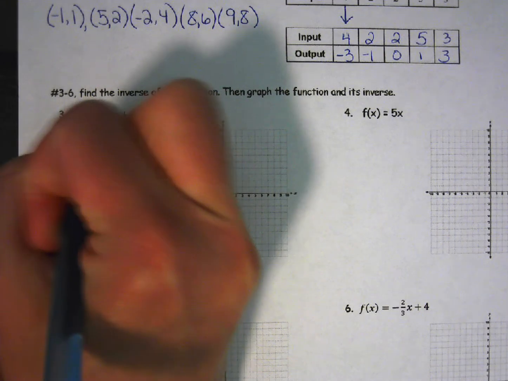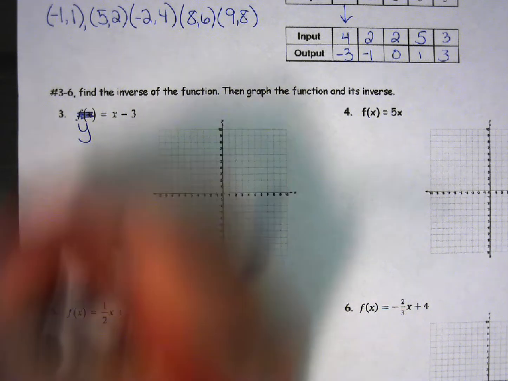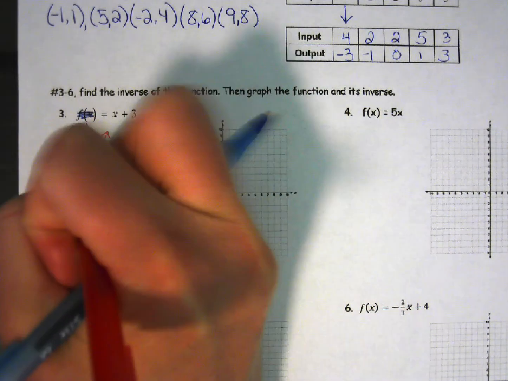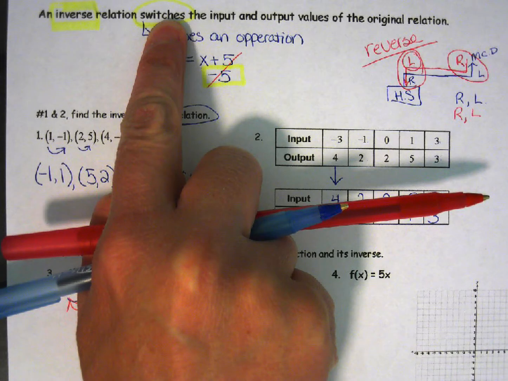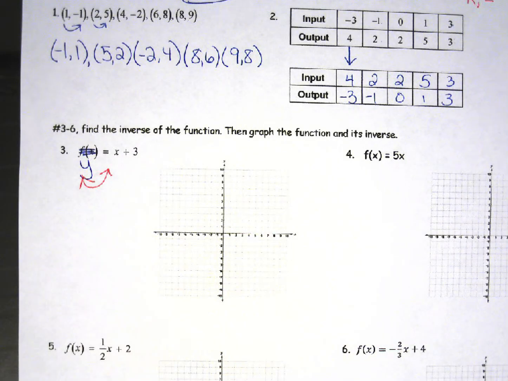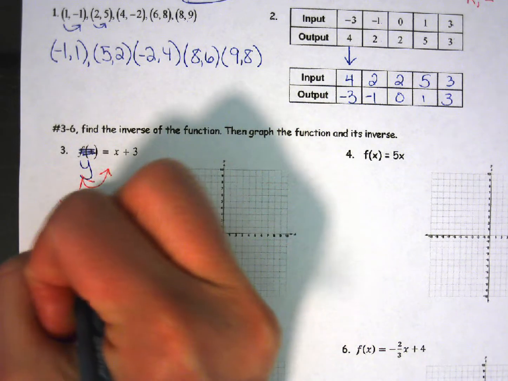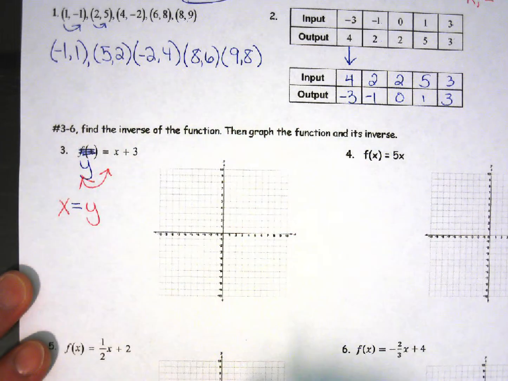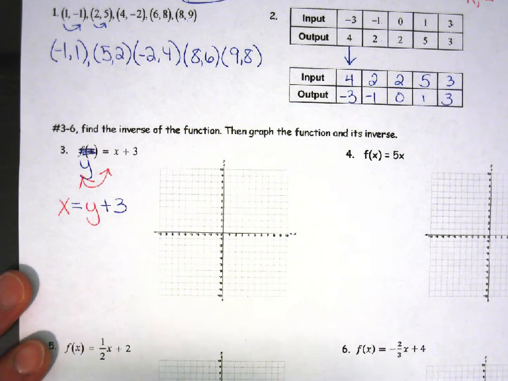So remember, this is actually a y. All I'm going to do is switch my letters. Okay, so I'm going to switch just like it says up here, switching the input and the output. So I'm switching the letters. So I have an X, a Y, see how I switched them, and then the rest of it doesn't change.